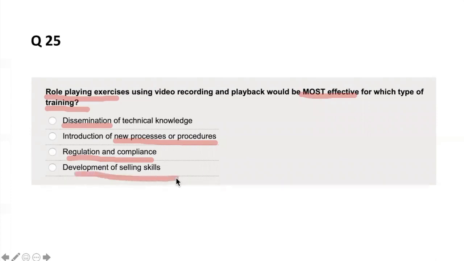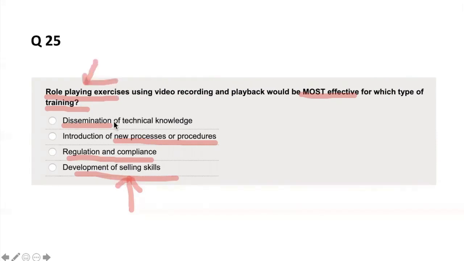Development of selling skills. Selling skills, that's very important. When you sell, you actually have a communication. You're communicating with someone. You want to persuade someone. You want to see how you can do a good job in terms of sales to convince someone to buy your product. So this would be very effective if you used it in training, if you use role playing, okay?